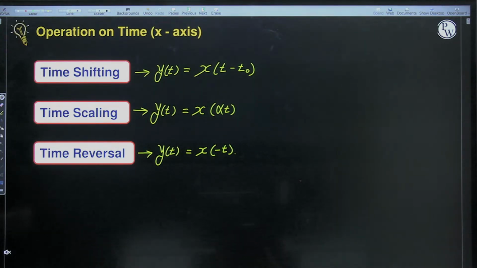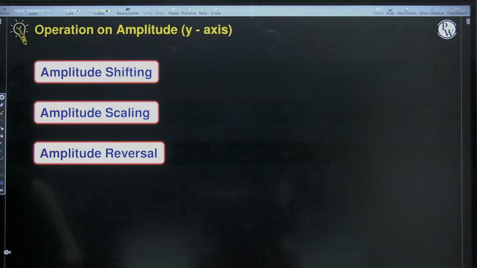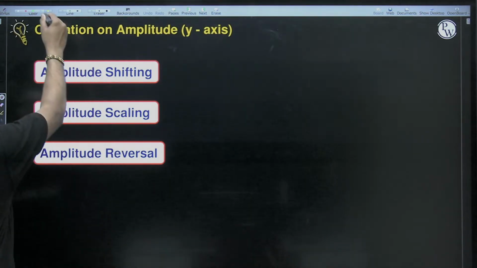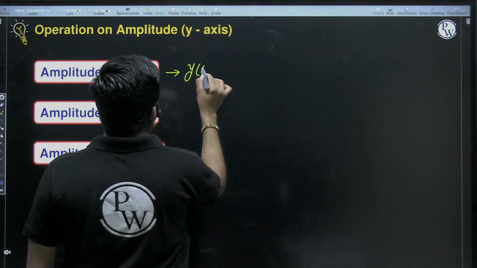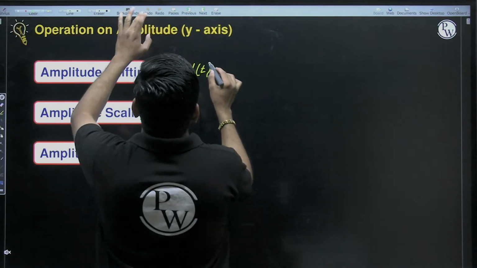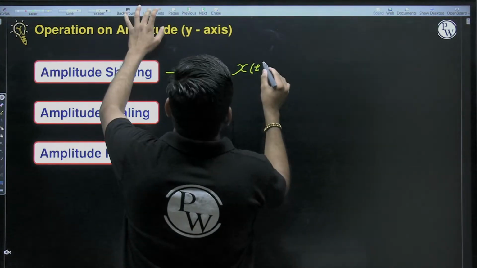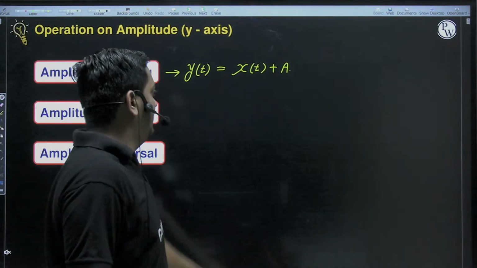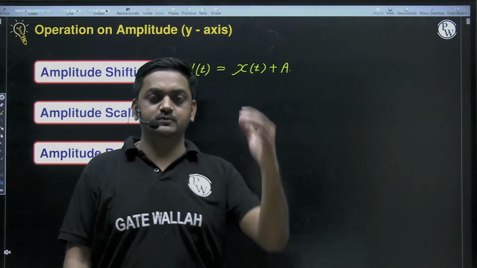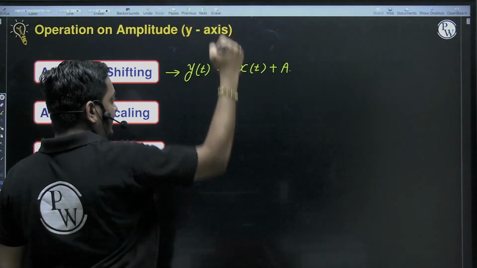Now let us see the operations on amplitude. Similarly, amplitude shifting: suppose y of t is equal to x of t plus a, adding a certain constant amplitude to x of t, guys. Again, depending on the value of a, the signal can completely upshift or downshift. A positive gives an upshift, a negative gives a downshift.